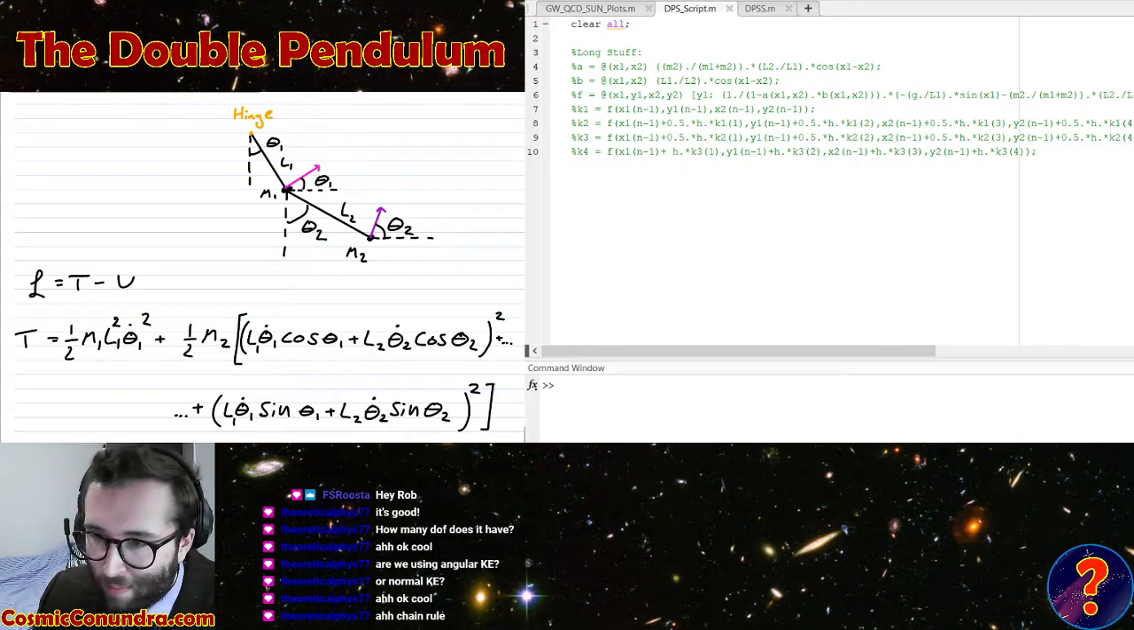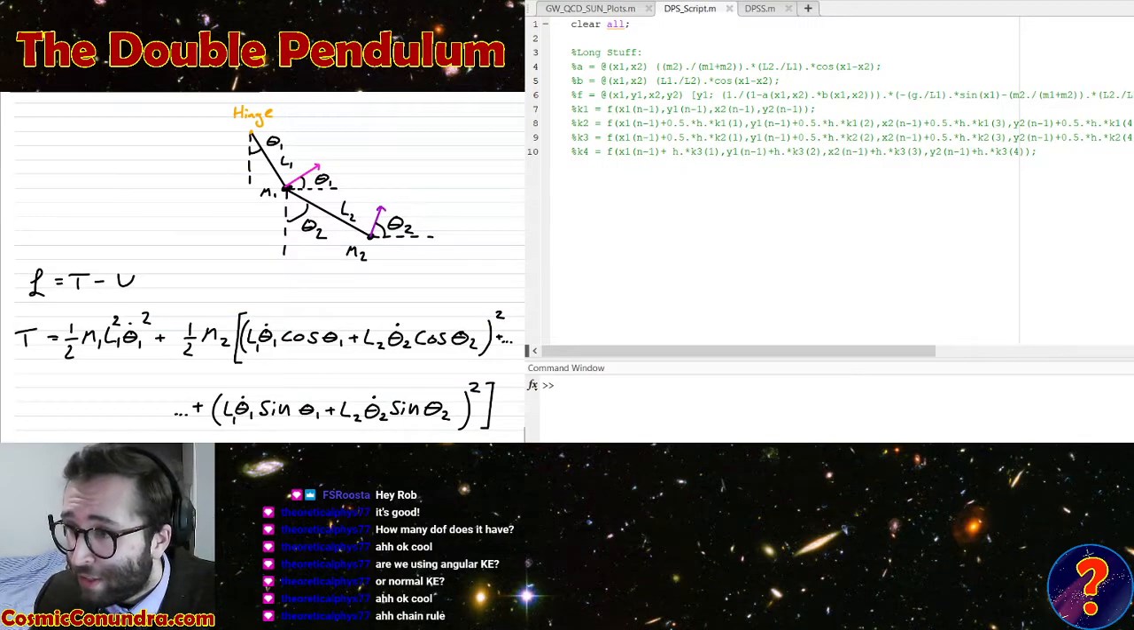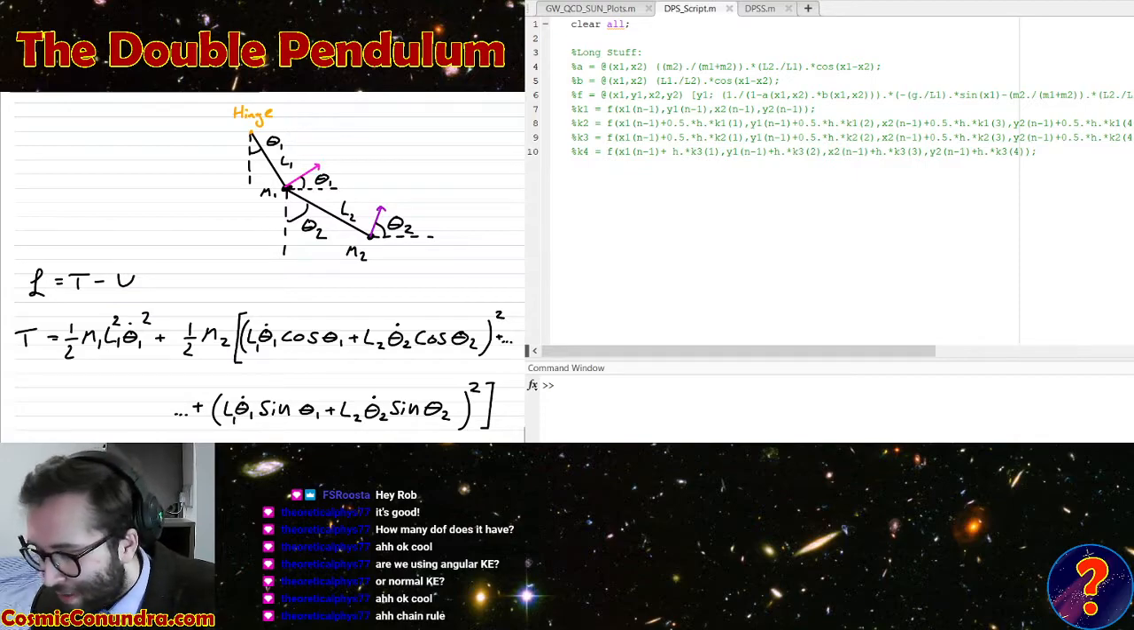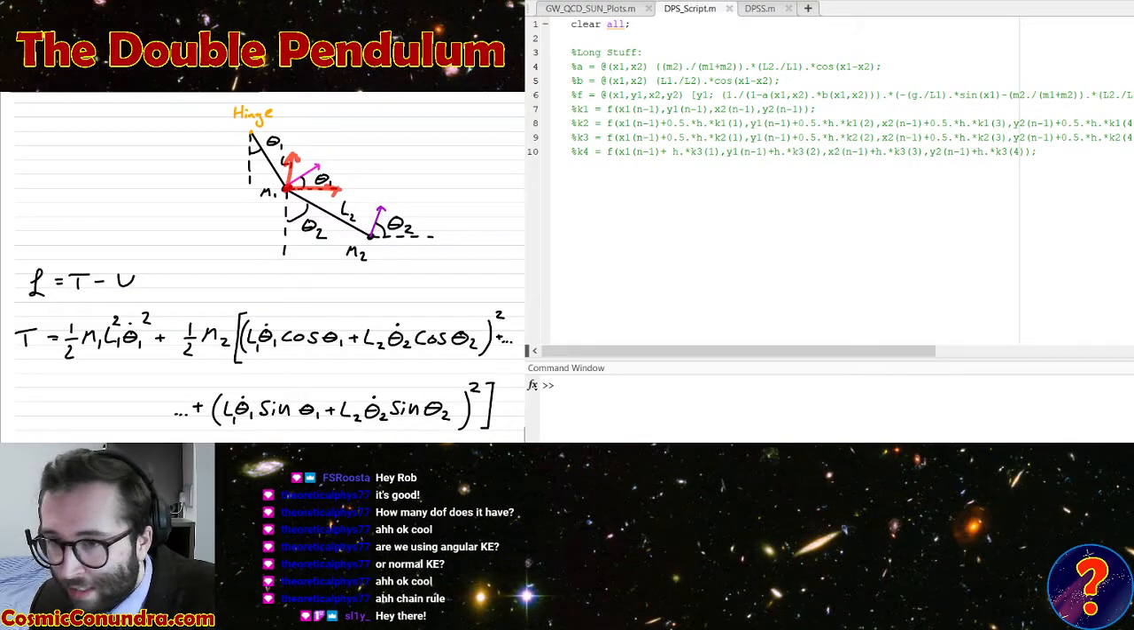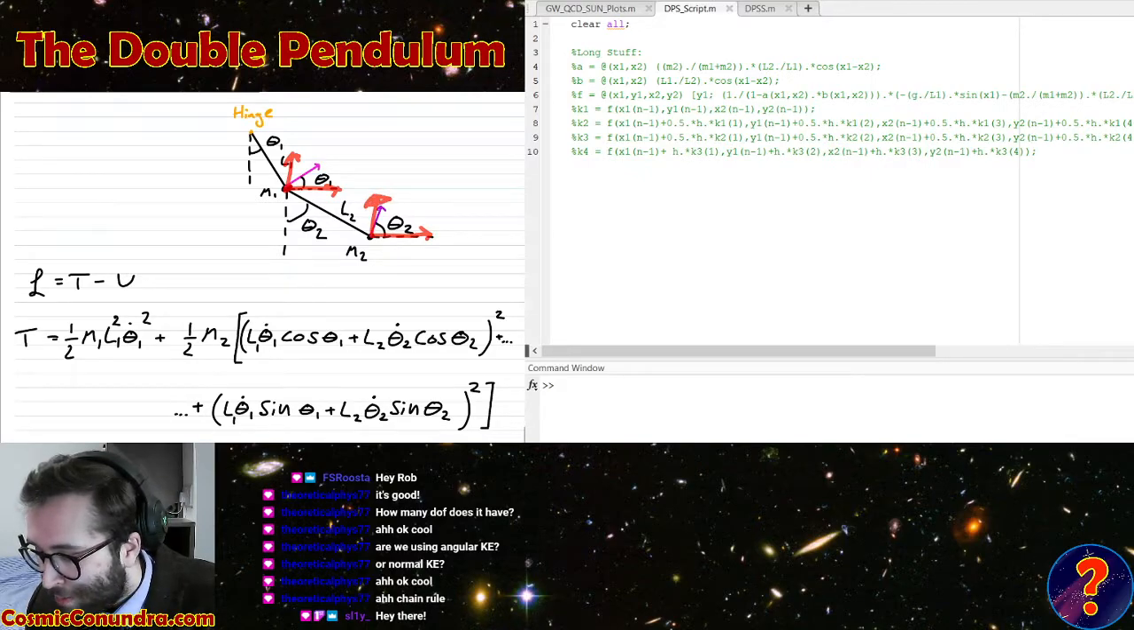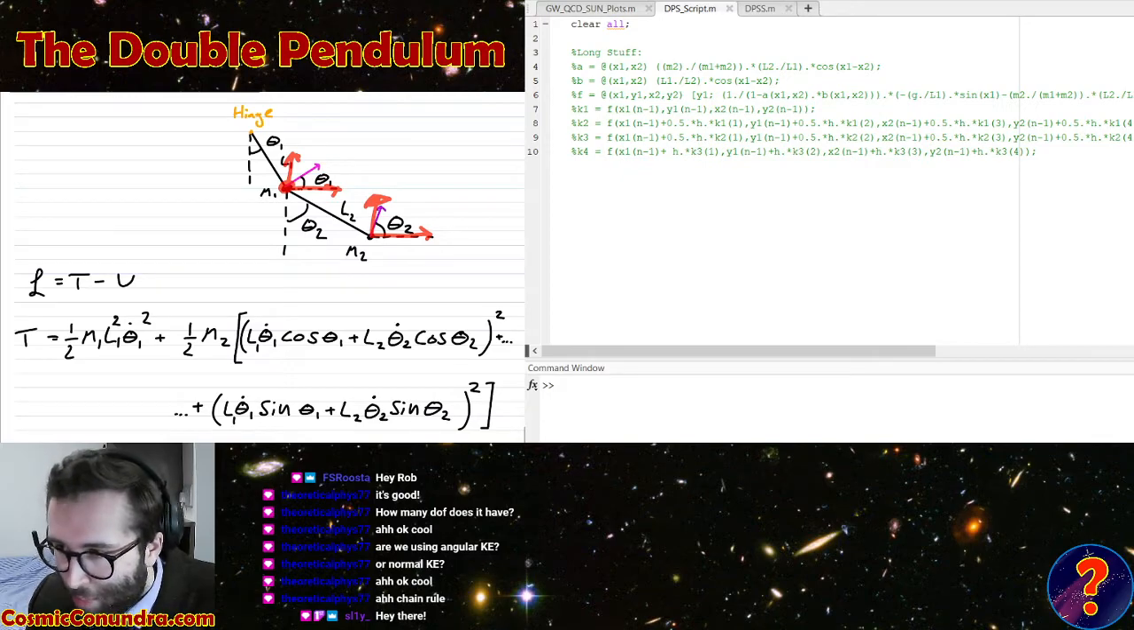But I've kind of skipped this step. So what I've done is I've just added the velocities right away, because we can do that. You can think about the horizontal and the vertical velocities of the hinge, and then you can think about the horizontal and the vertical velocity of the mass with respect to the hinge, and then add these up.